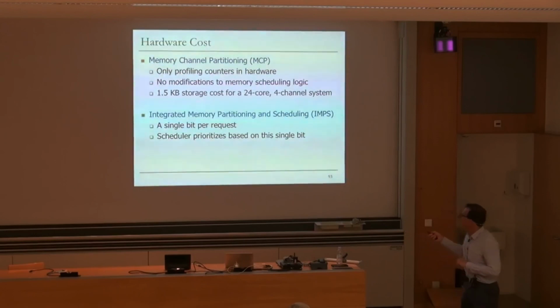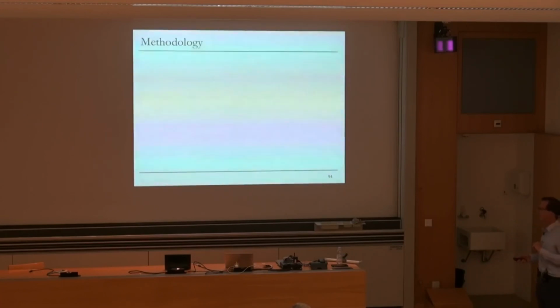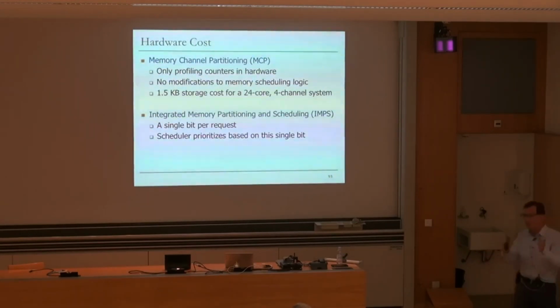Integrated memory partitioning and scheduling, that's the next mechanism. This requires a single bit per request in the memory controller to say, oh, this is low memory intensity, and it's not. And the scheduler prioritizes based on that single bit. The application's request is prioritized if that bit is set. So that's not a lot of cost also, especially compared to other memory scheduling mechanisms.